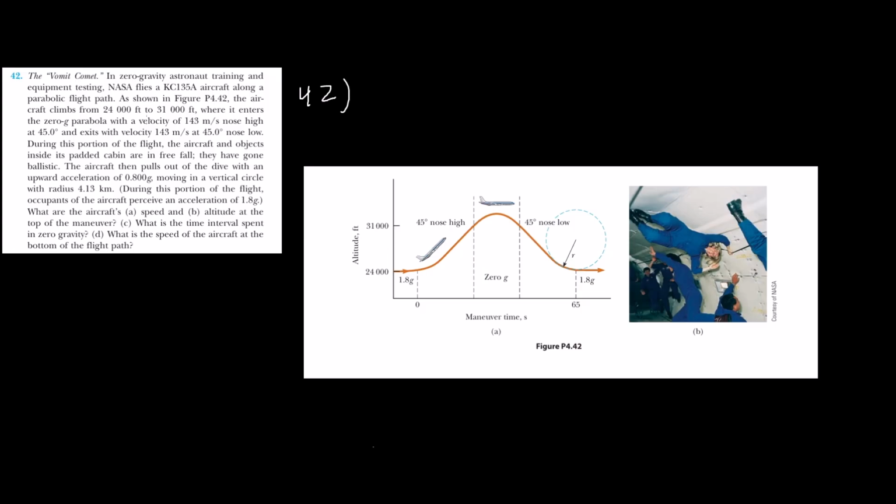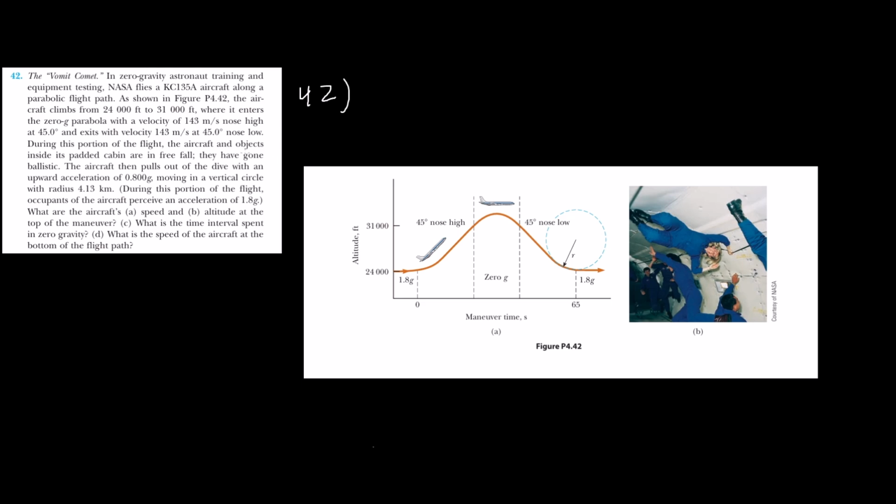So the aircraft climbs from 24,000 feet to 31,000 feet. Oh my God, I'm going to have to convert. Where it enters the zero-g parabola with a velocity of 143 meters per second, nose high at 45 degrees. I can imagine that if it's going to enter zero gravity, folks, the aircraft cannot accelerate. The aircraft would have to be in free fall along with the person inside of it in order for you to observe the zero gravity. So I believe that's really what it is.